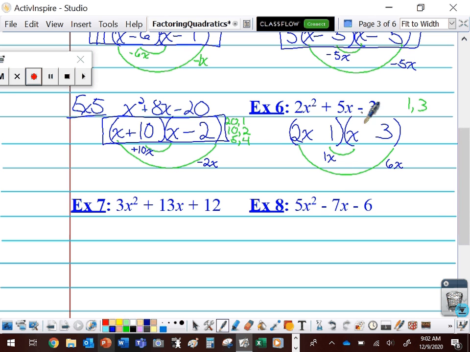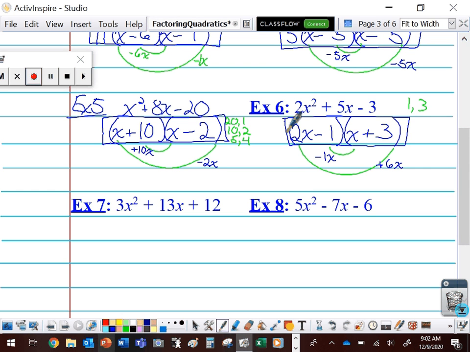Because my c term is negative, I need to be able to subtract these two and get that plus 5x. Well, 1x minus 6x gives me negative 5x. But 6x minus 1x gives me 5x. So these are the right numbers. They are in the right places. I just need to get the right sign. Well, the larger outer or inner gets the same sign as bx. 6x is bigger, so it gets the plus, same as bx, and 1x gets the minus. So 2x minus 1 and x plus 3. And there we go.